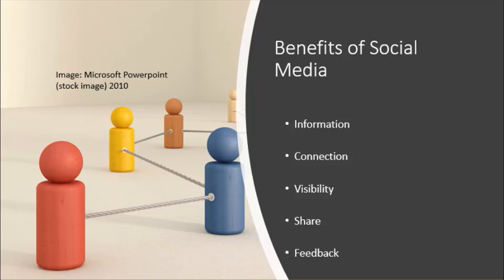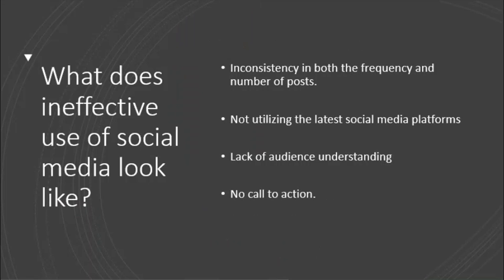What do ineffective social media practices look like? Number 1, inconsistency in both the frequency and number of posts. Our audience expects us to give them access to information in a consistent manner. They want news on their favorite artists when it happens. They want to know if the latest album by their favorite artist or band is worth buying. Essentially, inconsistent means unreliable.